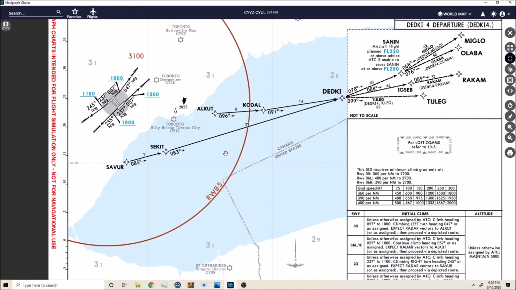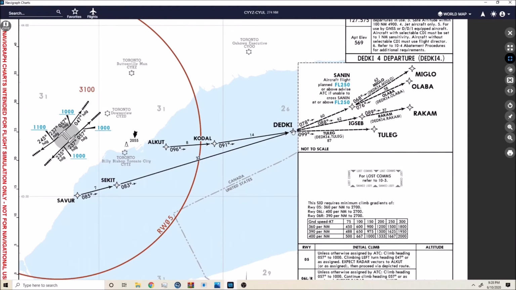In your FMC, 1 person should be reading these waypoints, headings and miles out, and the other person should be checking. If you're doing 2 crew, the other person should be checking each waypoint, each heading, and each range. Obviously, if you're by yourself with X-Plane, as most people are, you could just verify yourself. But if you're doing smart copilot like I like to do with another person, that's how you should run it. So SAVER, SECHIT, DEDKI, and then it branches off into all these points here.